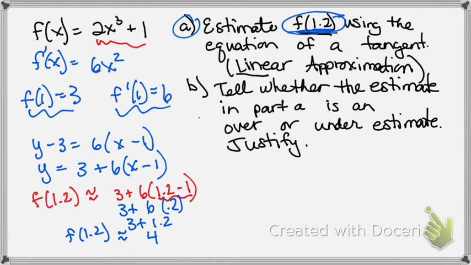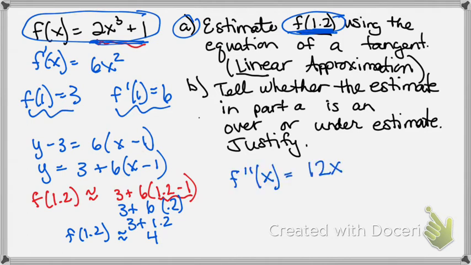Now, is that an over or an underestimate? You won't be able to actually plug the 1.2 into the original equation to figure that out. This will be a more complicated equation. Instead, you have to use that second derivative that I was talking about. So find the second derivative and plug in the 1.2 or the 1. You're going to get the same result either way.